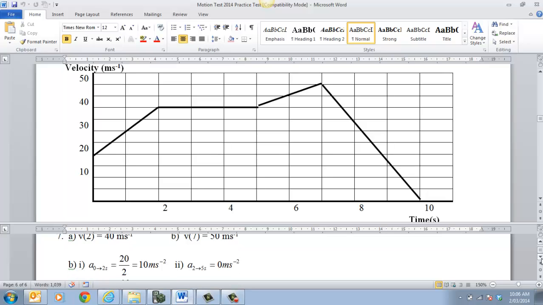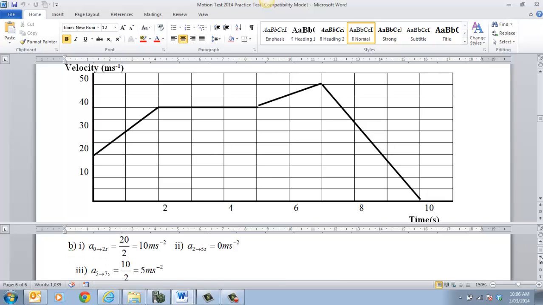The acceleration for the first 2 seconds is equal to change in velocity over time. So what's the change in the velocity? Well, it goes from 20 up to 40, so it's changing its velocity by 20 metres per second, isn't it? So over 2 seconds, that's 10 metres per second squared. From 2 to 5, well, we know it's not changing its velocity, so it's 0. You don't have to actually do any calculations for that.